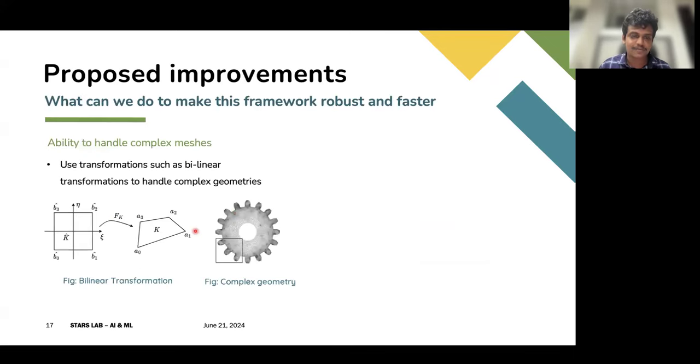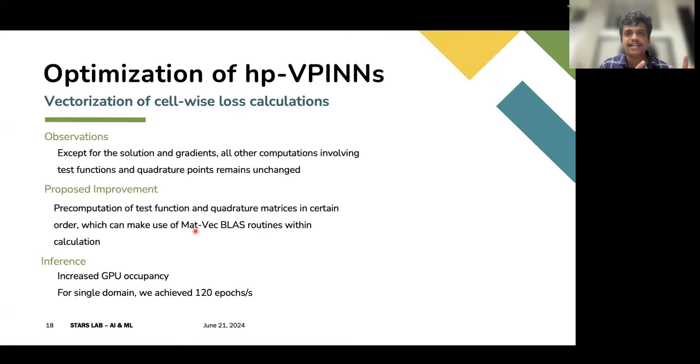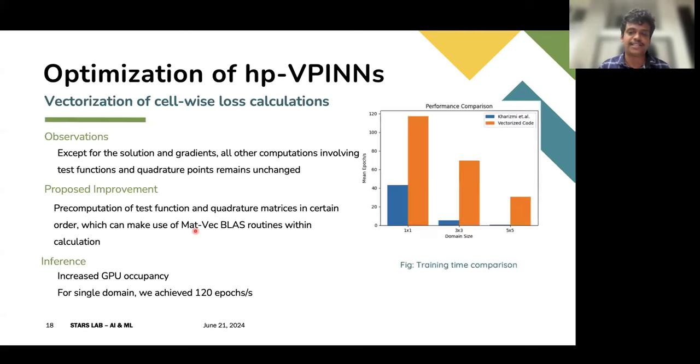So what we did is we assembled all the components, your Jacobian, your quadrature weights, and your test function, into a matrix of size n_test by n_quad, and we saved it, since it does not have to be calculated again. Then we multiply it with a vector of gradients from your neural network to generate the loss for a single cell.